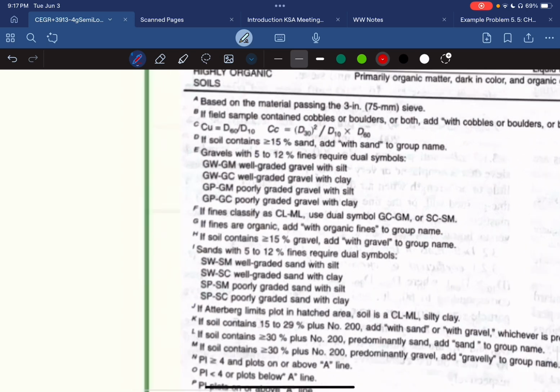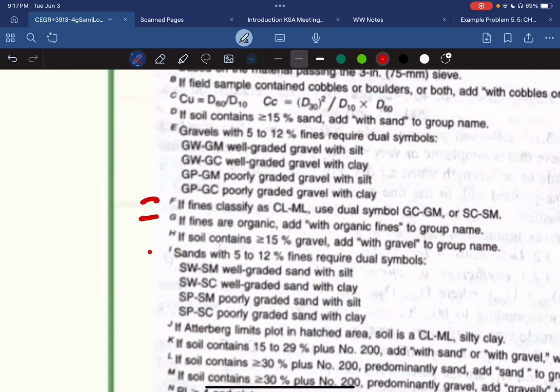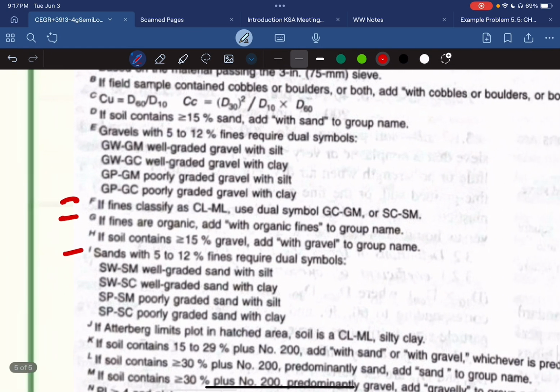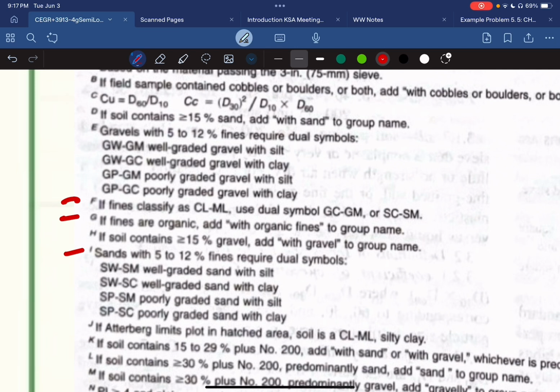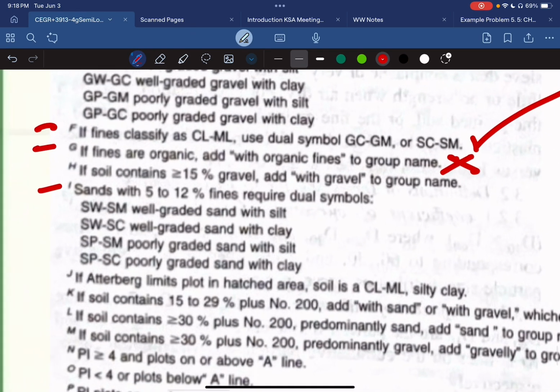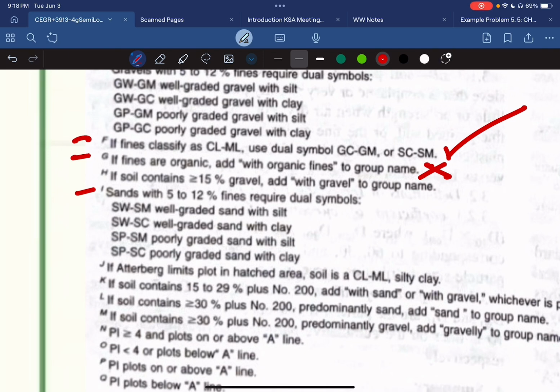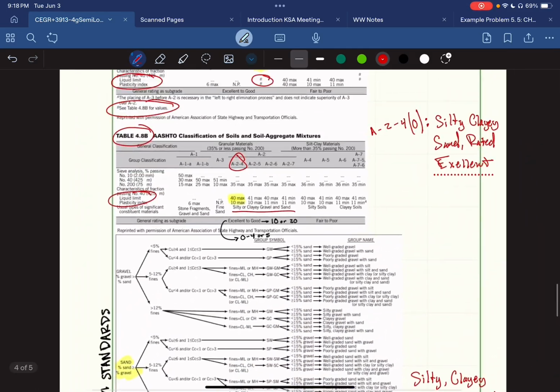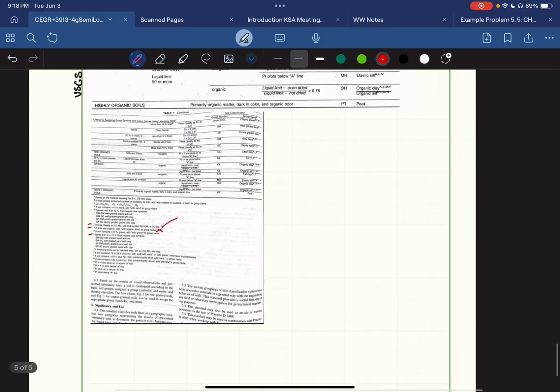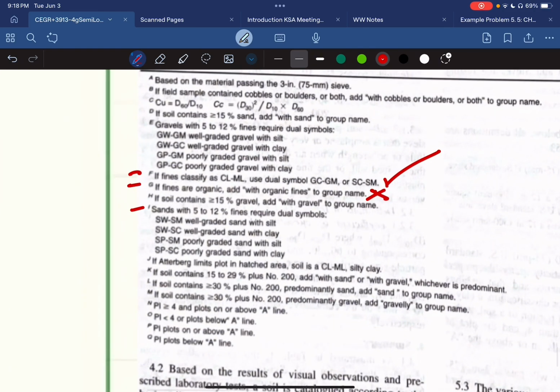So F, G, and I, so it's right here, G and I. So if the fines classify as CL-ML, use dual symbol GC-GM, or SC-SM. So they do. So we're gonna go like that. If fines are organic, add with organic fines. We're not gonna assume that's organic, so we're gonna cross that out. So this goes into a long list here. Sands with 5 to 12% fines require dual symbols. So 5 to 12% fines. We fall into the 15%, so we're actually just gonna mark that out.